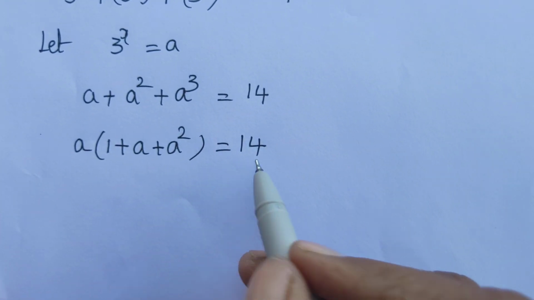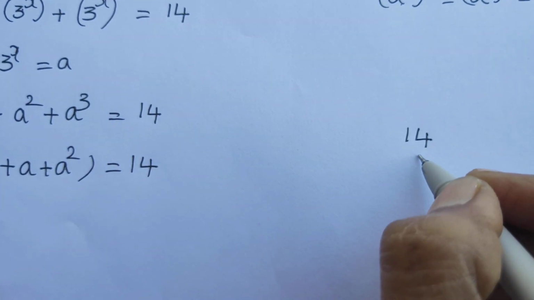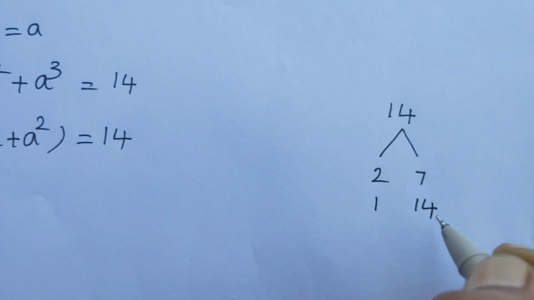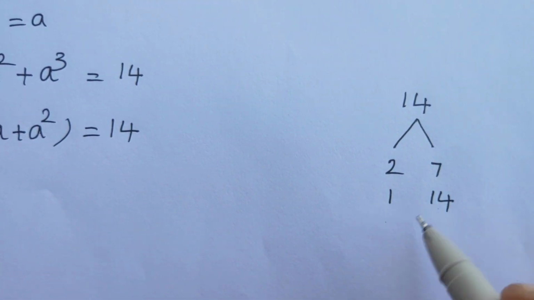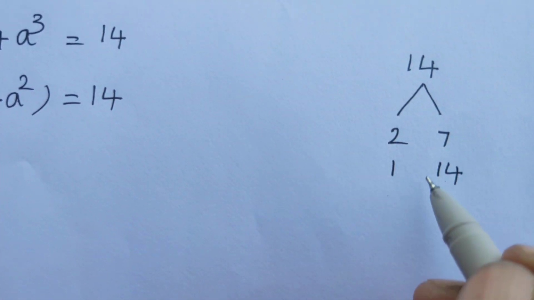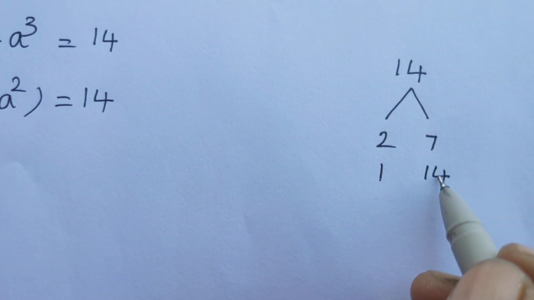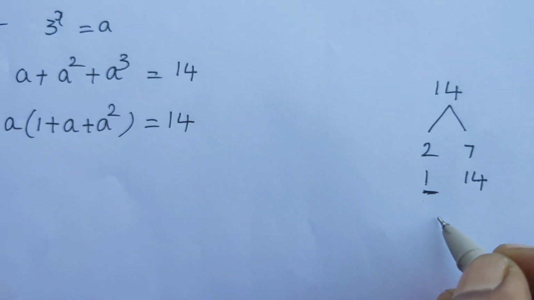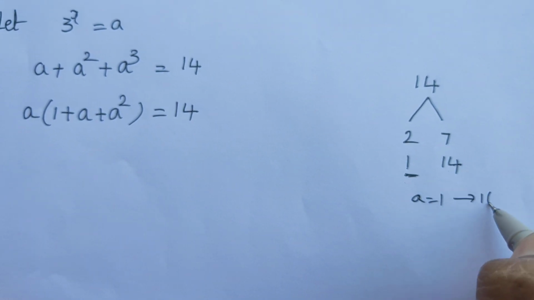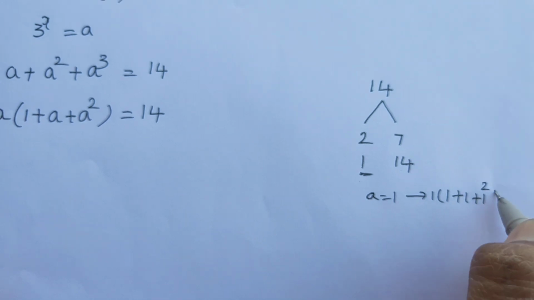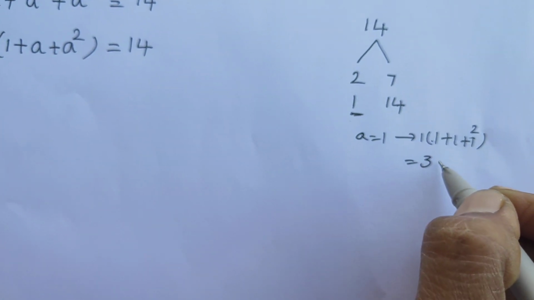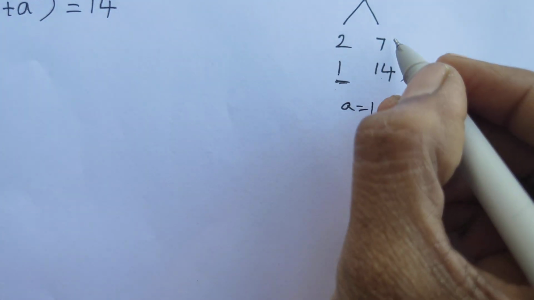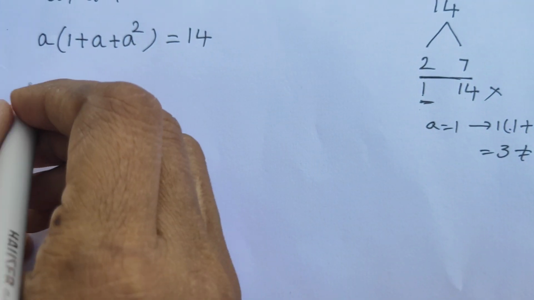Observe here 14 and write the factors of 14: 2 times 7, and 1 times 14. Negative values are not possible here. Once again check it: 1 and 14 is not possible here, because if a equals 1, substituting gives 1 plus 1 plus 1, so 3 is not equal to 14. So this is not satisfied.